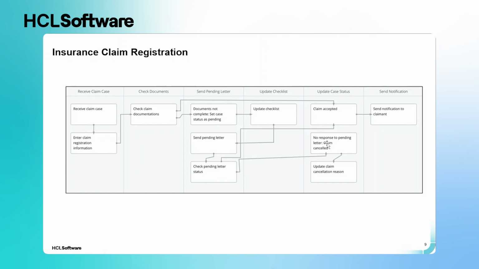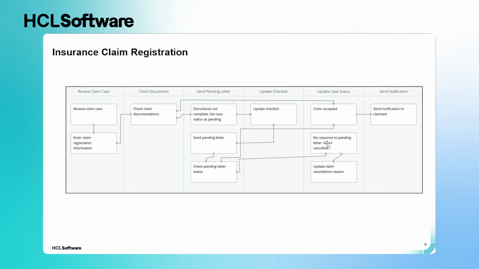If the documentations are not complete, an update checklist is prepared, a pending letter is issued to the customer, and then you keep checking on the pending letter status. In case the pending letter is responded to and you get all the documentations needed, the claim is accepted, and a notification is sent to the claimant that the claim is accepted.